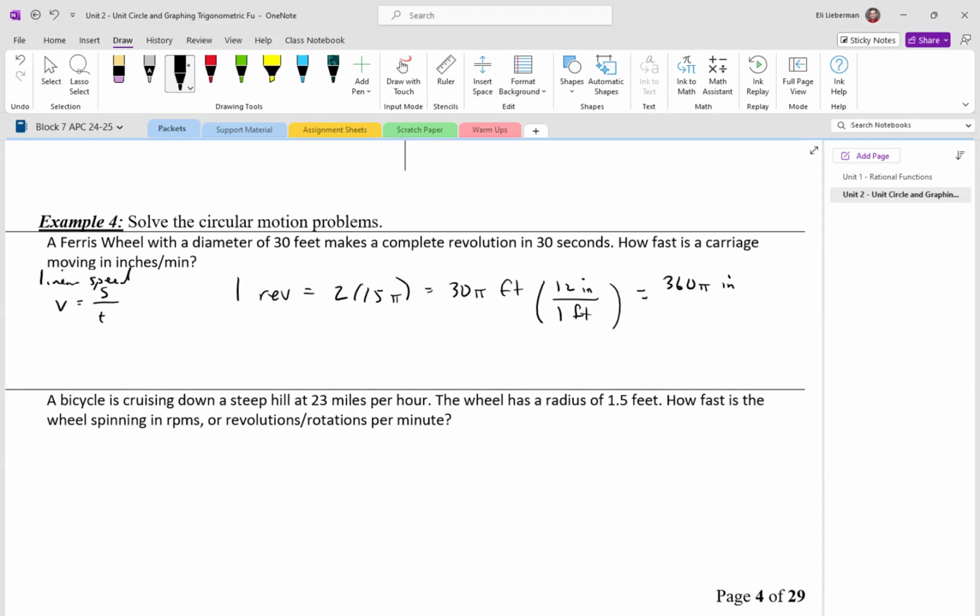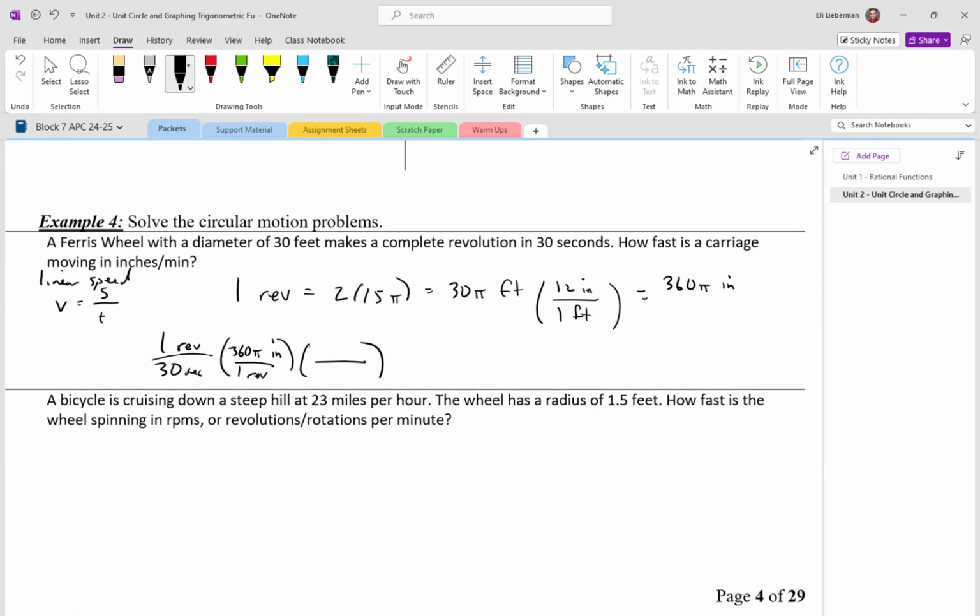Okay, so it says it does 1 revolution in 30 seconds. Yeah, I think I'm gonna do it this way. 1 revolution in 30 seconds. I'm just gonna do some unit analysis here. I just found out that 1 revolution is 360 pi inches.